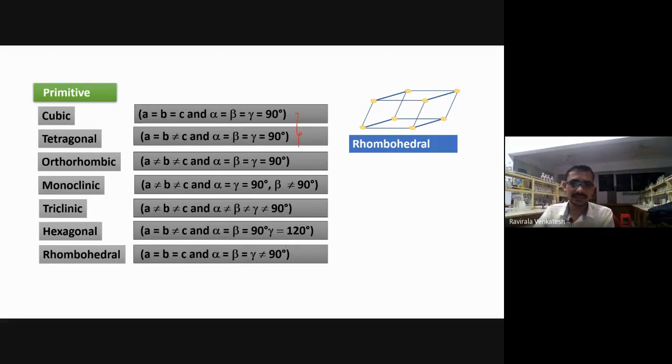All are having 90 degrees, right? All are having 90 degrees. First, all are equal, then B not equal to C, then all not equal. So what do you need to remember? Cubic, first is cubic, second is what? Tetragonal, third is what? Orthorhombic. In this way, you have to make the series: cubic, tetragonal, orthorhombic, isn't it?